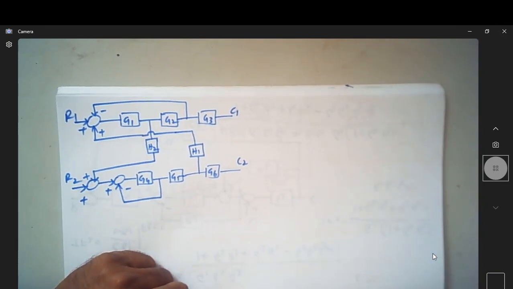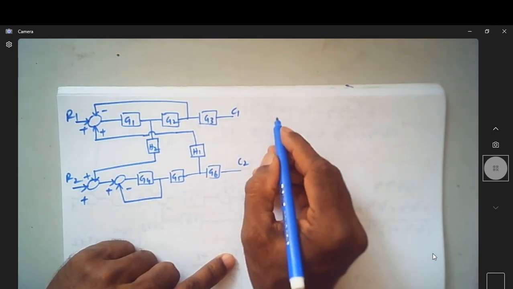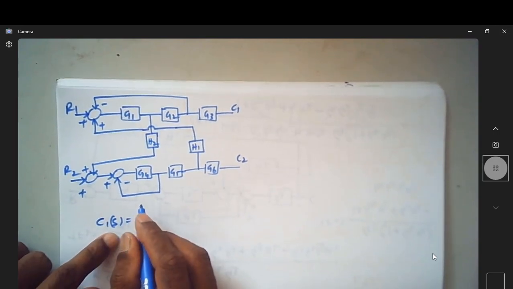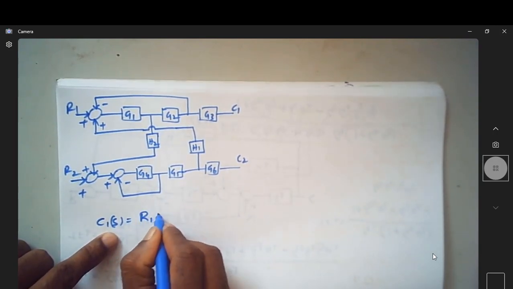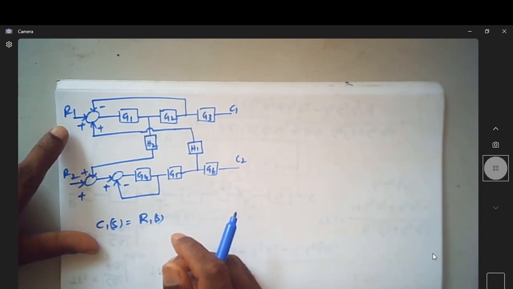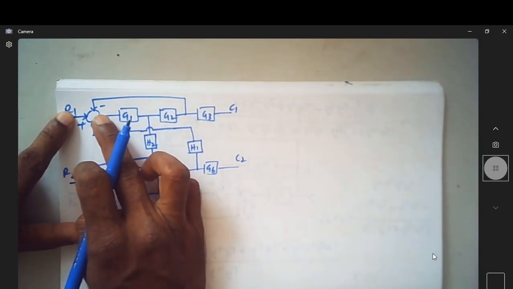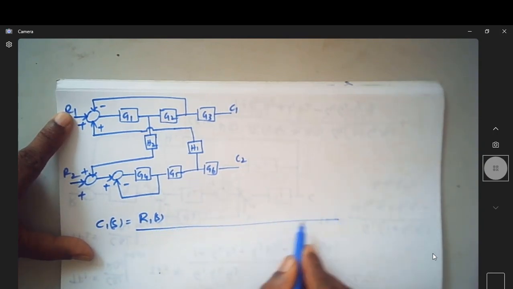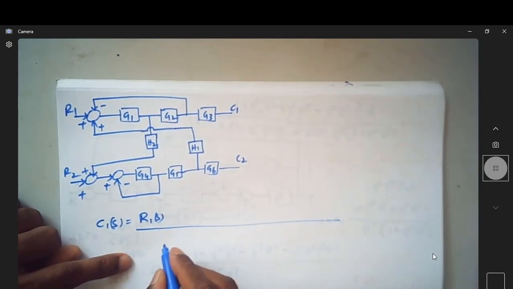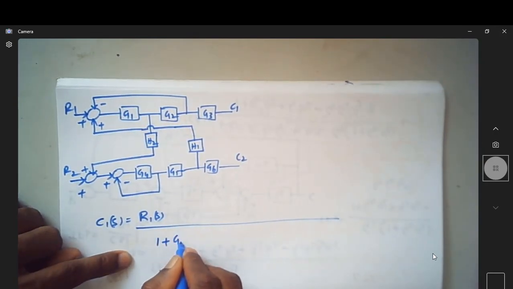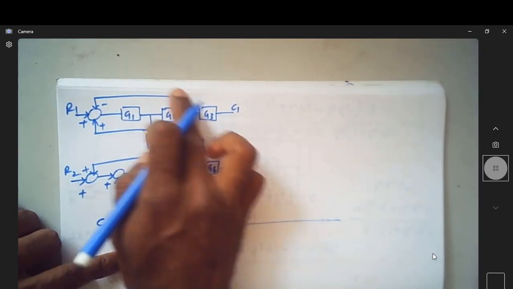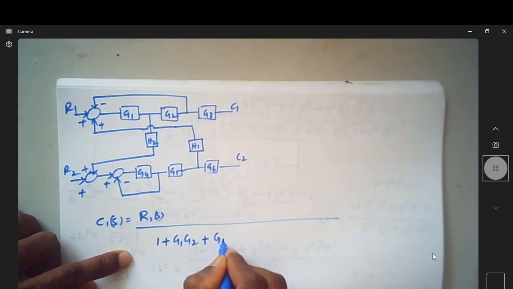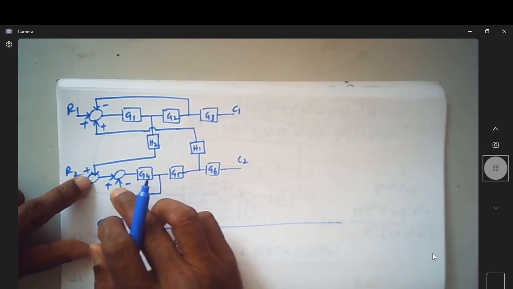Here, this also you can write. So can I write C1(s) by considering R1(s) as the input? Now if I consider this as the input, what is in the denominator? Let us try to identify the loops. Is it not 1 plus G1 G2? Is this one loop? Is this another loop? Plus G4. Are there any other loops possible?